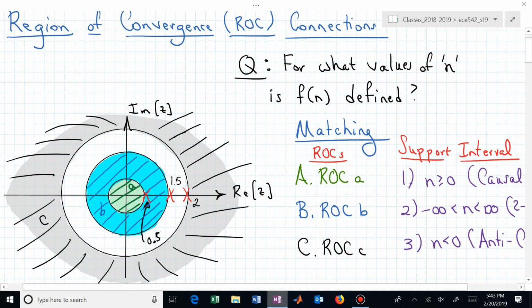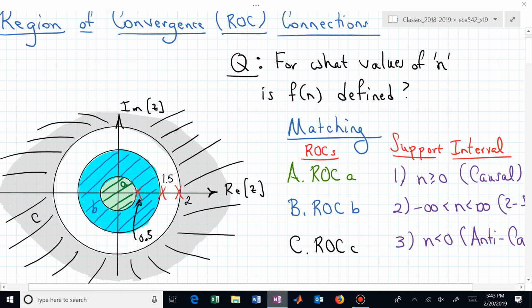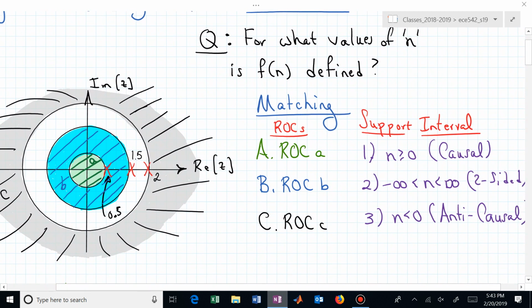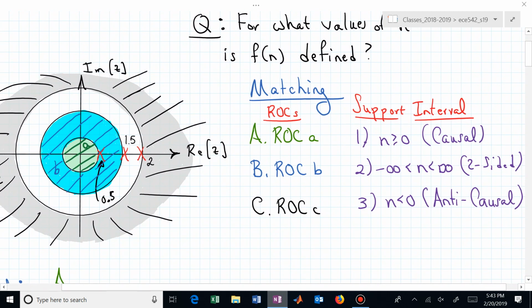We have 3 regions of convergence, and now what I want you to perform is the matching of the region of convergence with one or the other or all of the support intervals. The support intervals are in the time domain. 1 is n greater than or equal to 0, or a causal sequence. 2, a two-sided sequence, and 3 is an anti-causal sequence. Meaning, which region of convergence or convergences correspond to 1, 2, and 3.